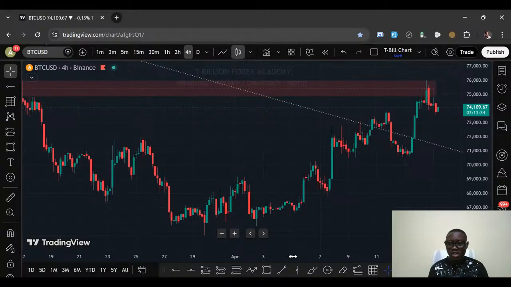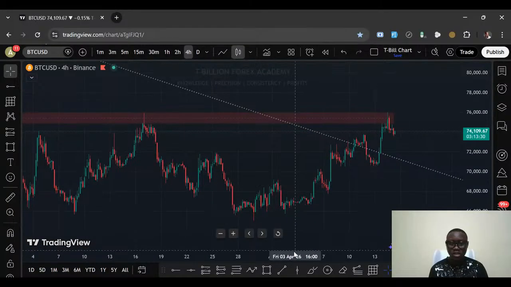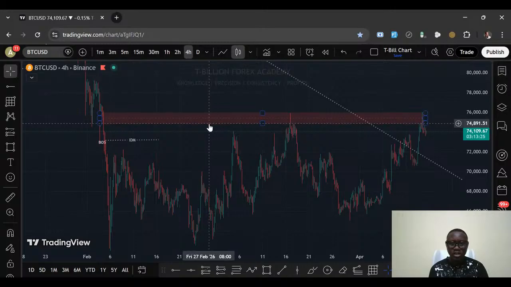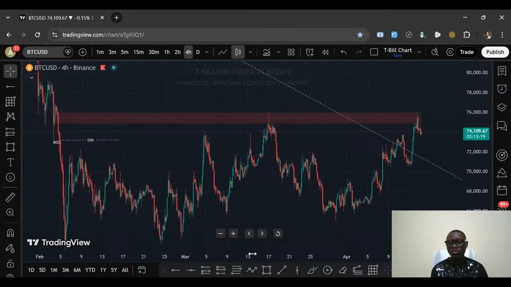Okay, so on the 4H, let's look at our POI. If you look at BTC, it is currently reacting at this, what's it called, this 4H breaker block. Okay, but again, I don't pay attention to POIs that have been mitigated.